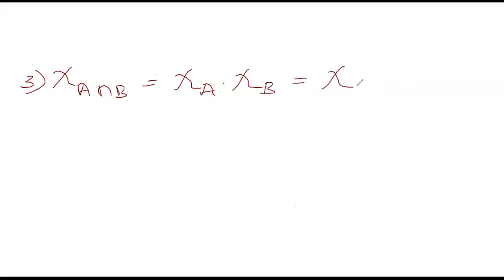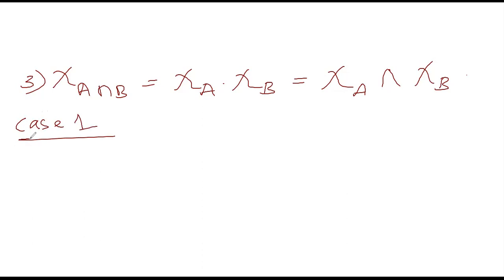Now we discuss the third property of the characteristic function. What's the third property? Chi of A intersection B is equal to chi A into chi B, and it's equal to the meet of chi A and chi B. Again, I will discuss certain cases here for part third.